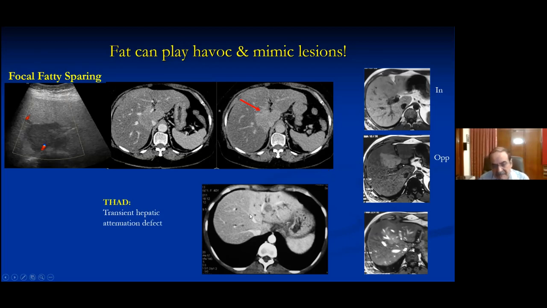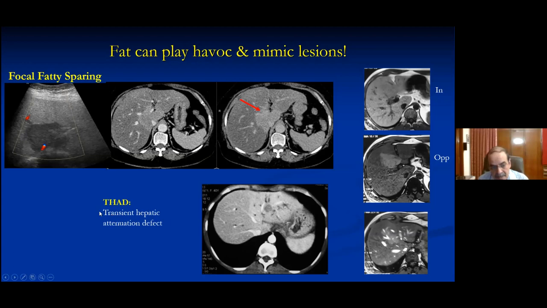Sometimes you'll see these very well-defined, sharply defined wedges of contrast enhancement in the liver. These are referred to as THADs, transient hepatic attenuation defect, or on MR referred to as transient intensity defects. These usually occur because of occlusion of portal venous branches, where arterial supply takes over.